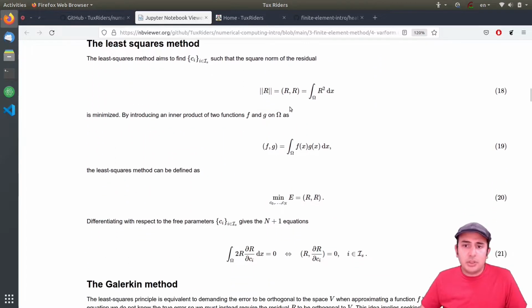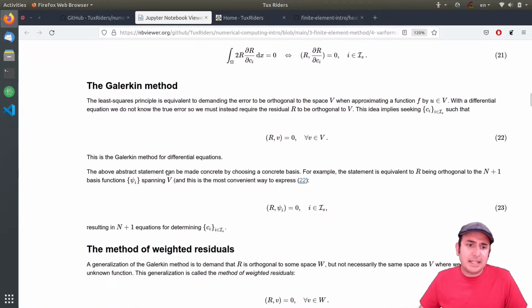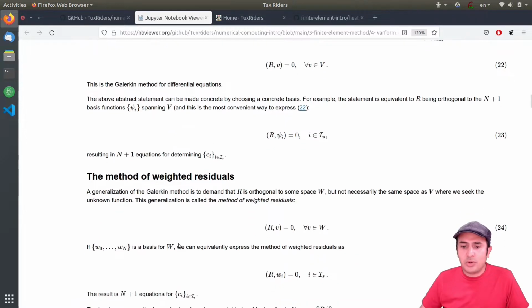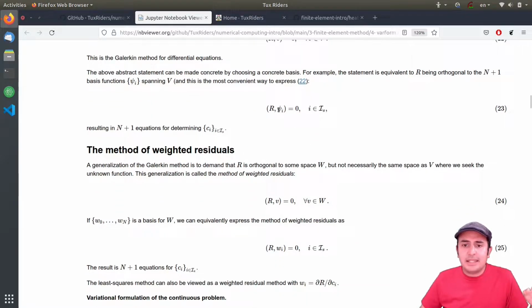In the least square method, we want to minimize the error, which is the inner product of the error by itself. And in the Galerkin method, we want to make the residual perpendicular to the approximation, which is the method of weighted residuals, more or less the same. So you can see that in this case, the residual, which was what we used in the previous video, has an inner product with psi i, the basis functions belonging to the discretized space, equal to 0.